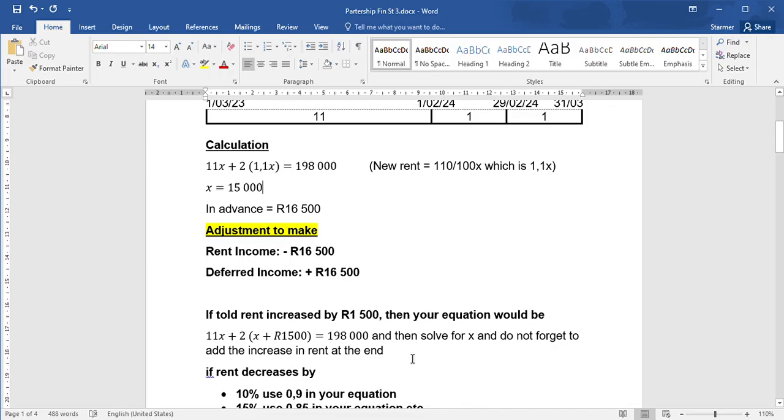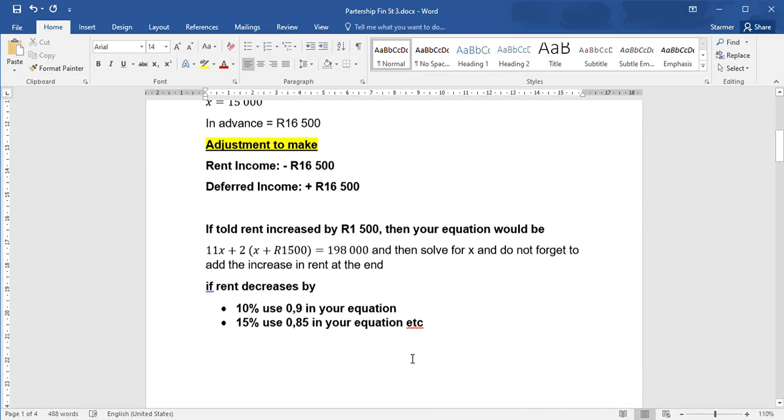Sometimes they tell you rent decreases. If rent decreases by 10%, if you take 100% minus 10%, you get 90%. And 90 over 100 simplifies to 0.9. If rent decreased by 15%, 100 minus 15 gives 0.85, and so on. So for an increase, use 1 comma whatever the increase is, and for a decrease, subtract from 100 what the actual decrease was, and get the percentage that the new amount is going to be.